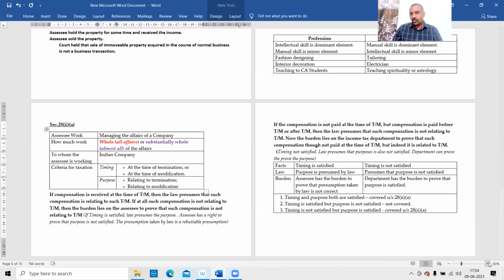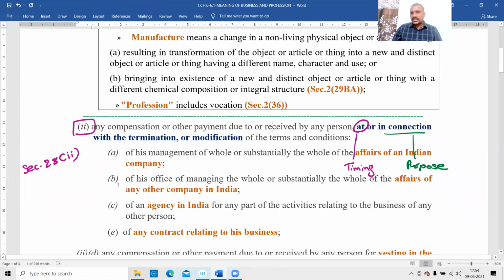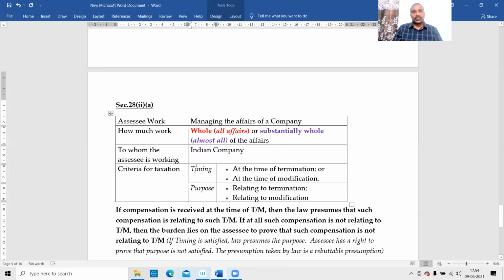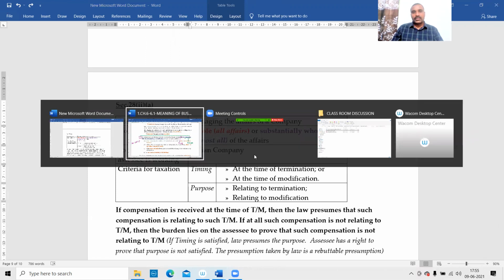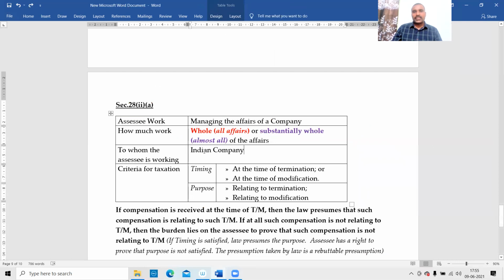Okay, right. Now 28.2, we'll see 28.2B. 28.2B has the same concept, but covers the affairs of any other company in India. The assessee's work is managing the affairs of a company. How much work? Same, but the assessee's client is any company, and the place of work is in India. Company is any company, but the place of work is in India. Look at this point: managing the affairs of any company in India. So in 2B, the only point is that in case of an Indian company, we put any other company, but the place of work is in India.